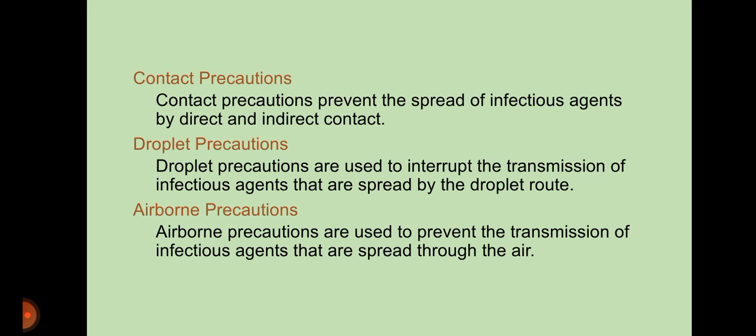So the last is the airborne precautions. Airborne precautions are used to prevent the transmission of infectious agents that are spread through the air, and this is different than droplet in the size of the particle and the length of time they remain in aerosolized form. So similar to contact and droplet precautions, the key components of airborne precautions also include hand hygiene, PPE, patient placement, equipment, patient transportation, and visitor management.